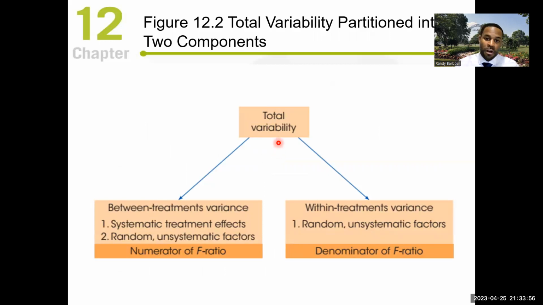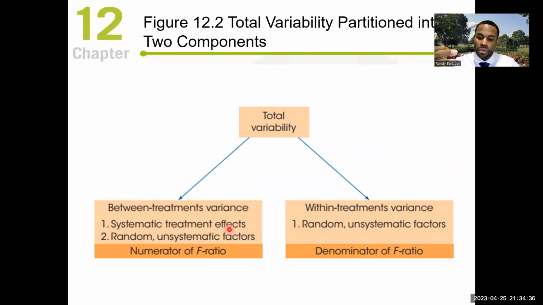So again, you got your total variability, okay? And with the total variability, these are my 2 components. You got the between treatment variance, and you got the within treatment variance. Within treatment variance and between treatment variance have components that make up that variance, okay? So for the between treatment variance, there are 2 things that will explain the variance between those sample means. And one of those things is going to be the systematic treatment effects, right? And the systematic treatment effects is referring to whatever that independent variable is, right?